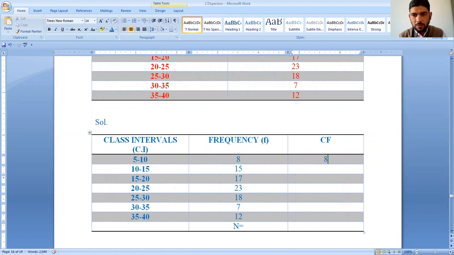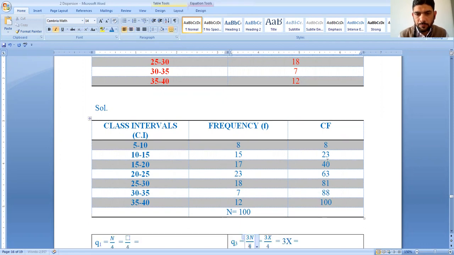First number will be 8. 8 plus 15, that is 23. 23 plus 17, that is 40. 40 plus 23, that is 63. 63 plus 18, it will be 81. 81 plus 7, that is 88. 88 plus 12, that is 100. So n is equal to 100.